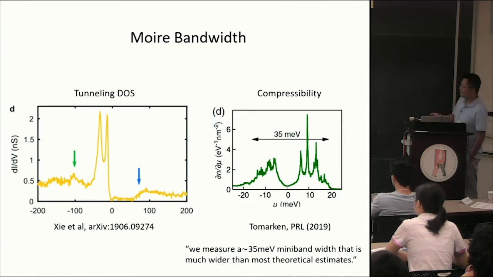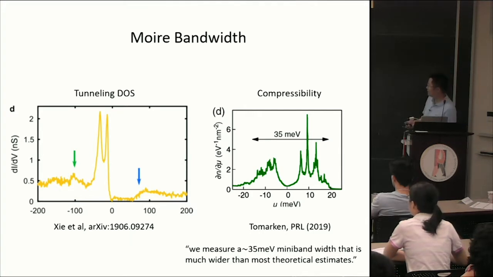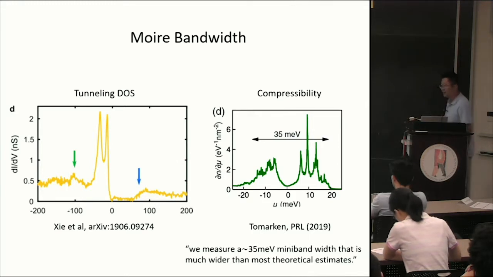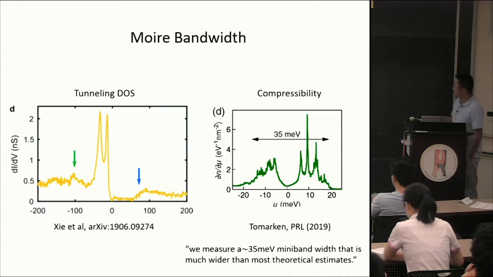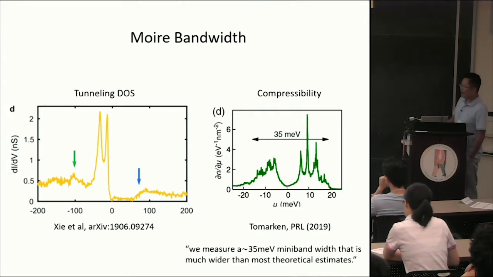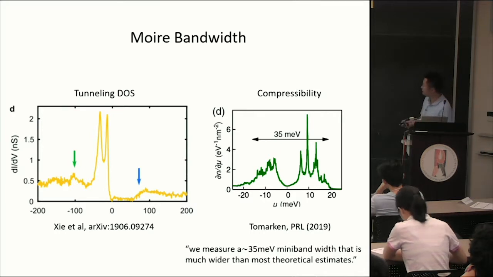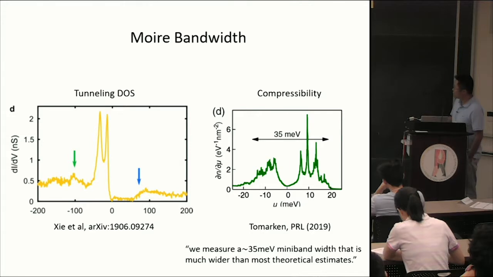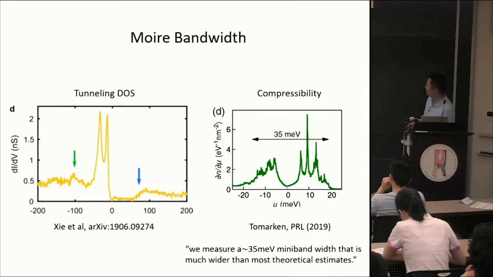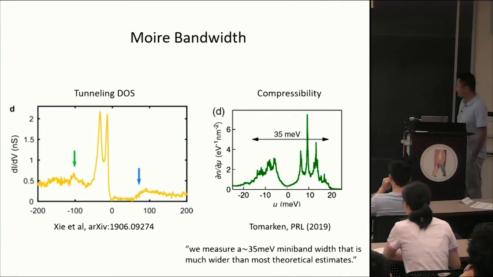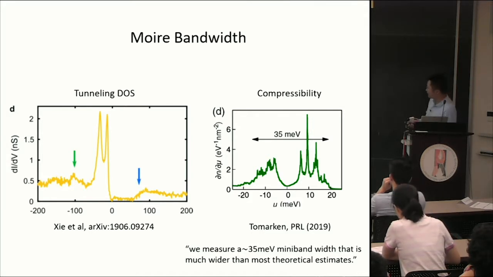This is another measurement, not of the tunneling density of states, but of compressibility by capacitance measurement, from MIT, Raymond Ashoori and Pablo's group. This measurement was done on exactly the same device that shows superconductivity and correlated insulator, published in the original Nature paper. Again, this compressibility measures dN/dμ, which in the non-interacting limit would also correspond to the density of states, but dN/dμ generally is a thermodynamic quantity as a function of chemical potential. You also see these peaks, the Van Hove singularities, but the energy separation of these Van Hove peaks in the conduction and valence bands is around 35 millielectron volts. The authors noted this and commented that this mini-band width is much wider than most theoretical estimates.